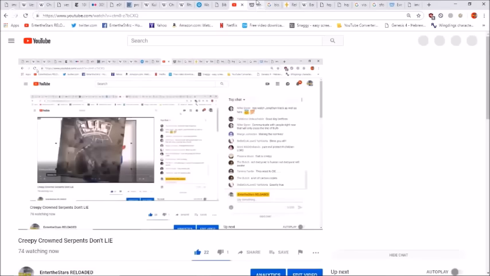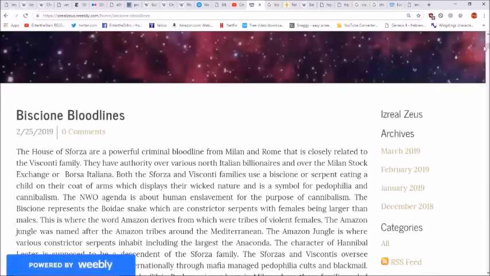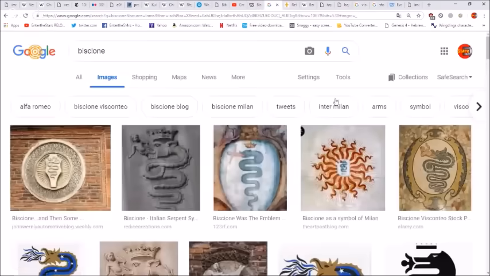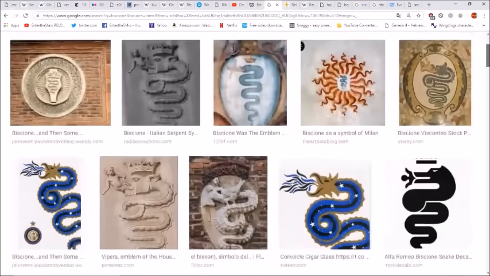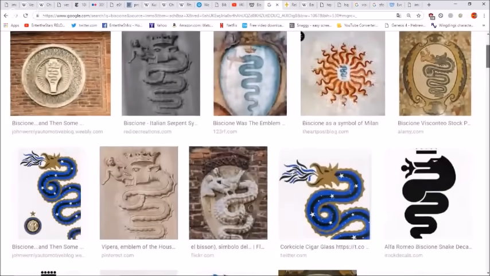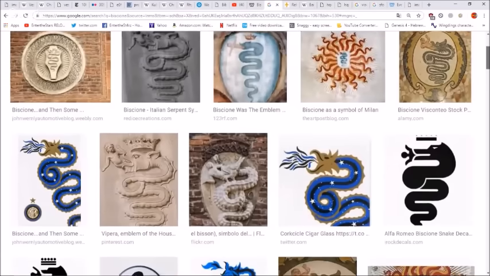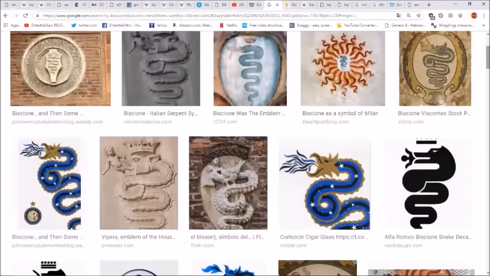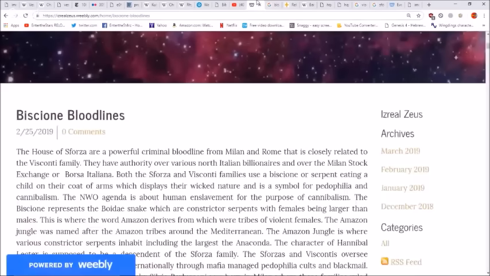Well, there are some families that were actually involved in this symbol, which is the, let's pull it up here, Visconti. Okay, this is the family crest. Several families share this symbol. The Visconti family, the Bishonis, as well as the Sforzas.